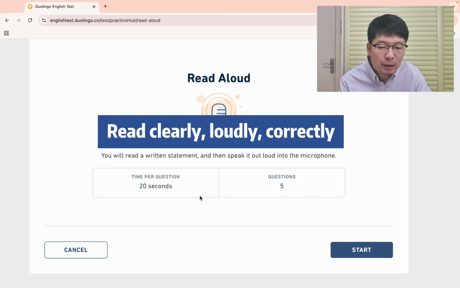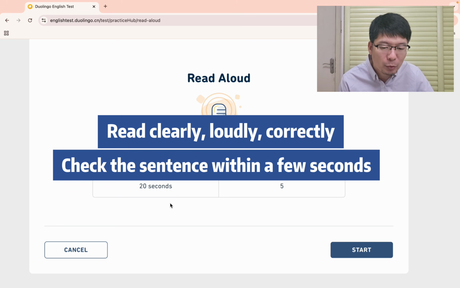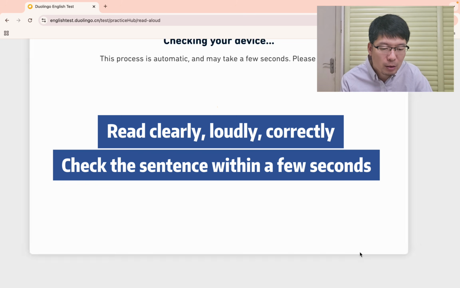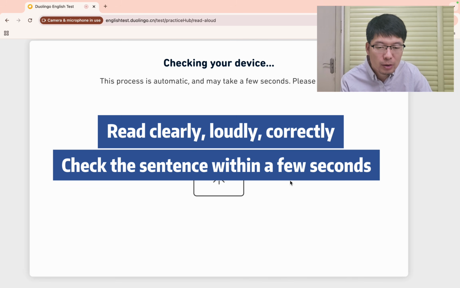And please notice that we only have 20 seconds. So maybe you can use a few seconds to check the sentence before you read, but you should do it very quickly. Okay, so let's try a few sentences.